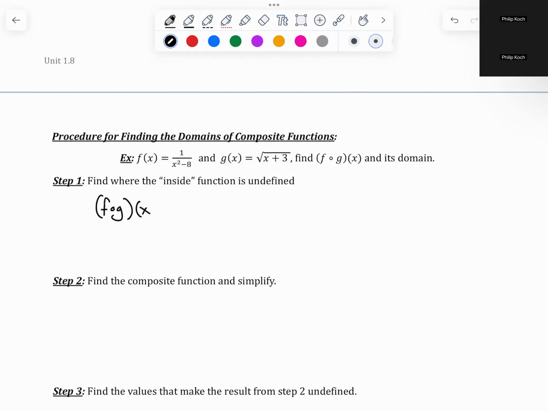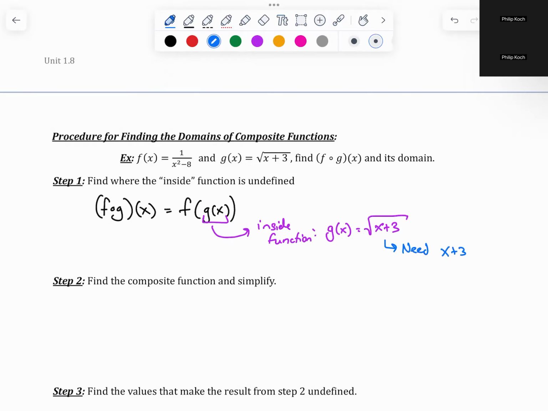Looking at f composed with g of x, that is going to be f of g of x by definition. So this is the inside function, g of x equals the square root of x plus 3. The domain of that function is all numbers greater than or equal to, so we need x plus 3 to be greater than or equal to 0, which means we need x greater than or equal to -3.